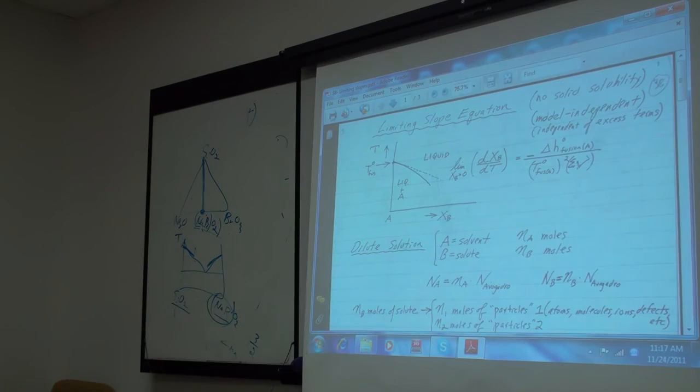And you don't need to know anything about the details of your model. You don't need to know if it's a sublattice model or a substitutional model or an interstitial model. All you have to know is the number of new particles that are going to be produced. Okay. And that's where I wanted to end. Thank you for your attention.